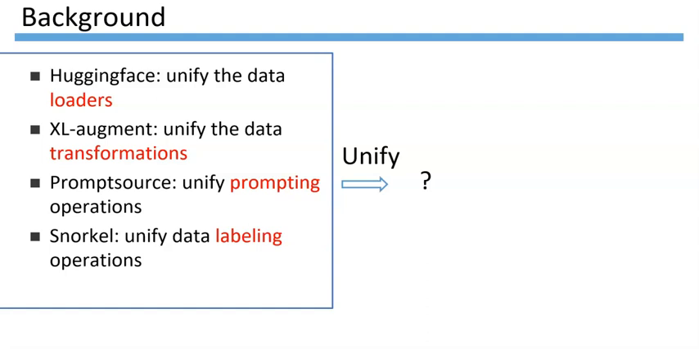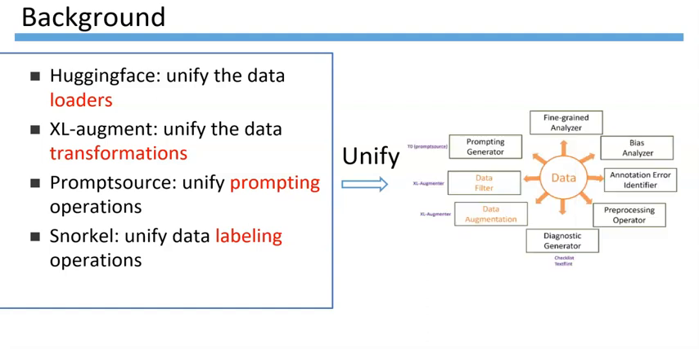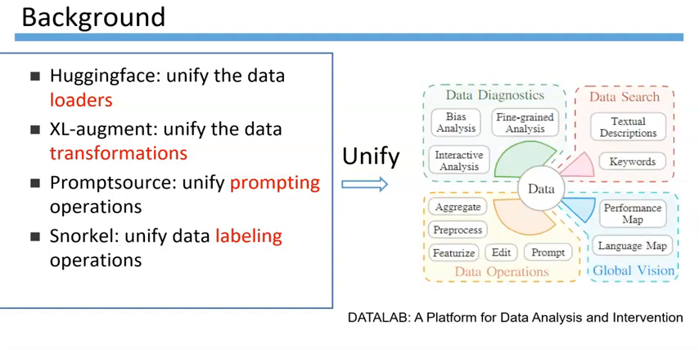But however, the problem is when users want to use all of them or different combinations of them, they still need to go to different places to install different packages. So the question here we ask is, could we try to have a more unified interface that unifies these unified interfaces? Something like this. The data will be positioned as a central node surrounded by a bunch of different operations like pre-processing, prompting, featurizing. That motivates the work DataLab.